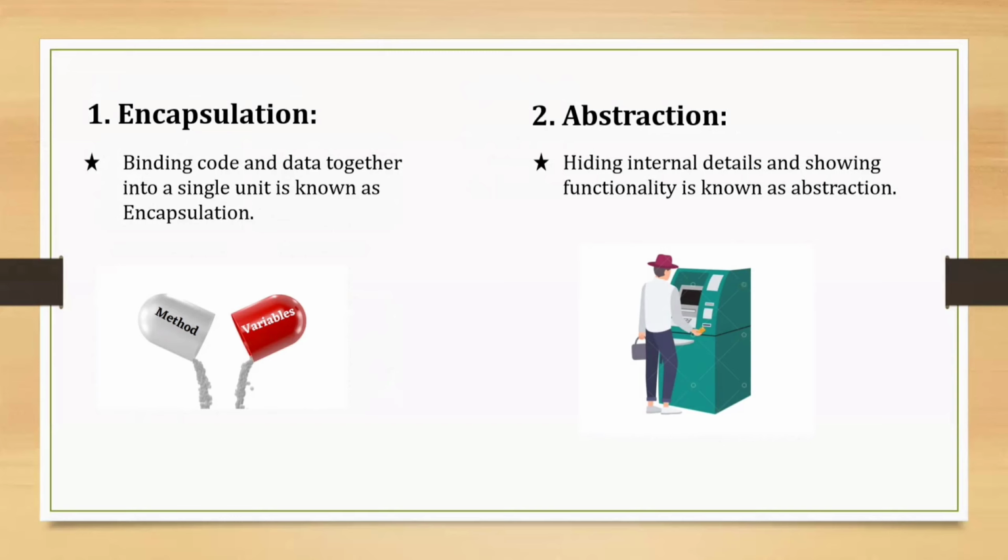But we don't know internally what is happening inside ATM machine when you insert an ATM card, right? So hiding those details and providing only the access is known as abstraction. Abstraction is implemented by abstract class and interface. We'll learn about this later.